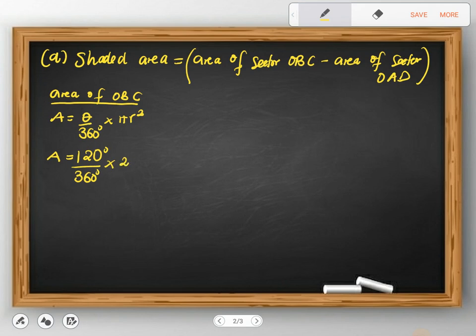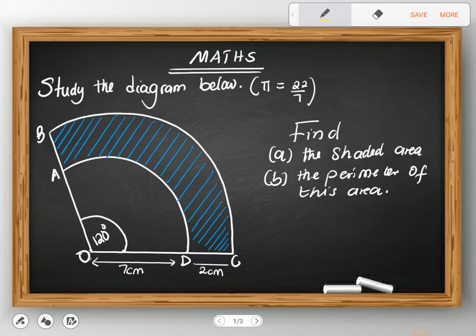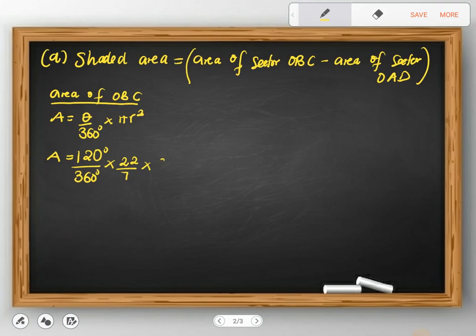Pi is 22 over 7. For OBC, the radius of the bigger one is the summation of OD and DC. So we're going to get 9, not 2, not 7, but the total 9, because you're talking about that length. So we put 9 times 9, because we are squaring it. It's making sense, isn't it, ladies and gentlemen?